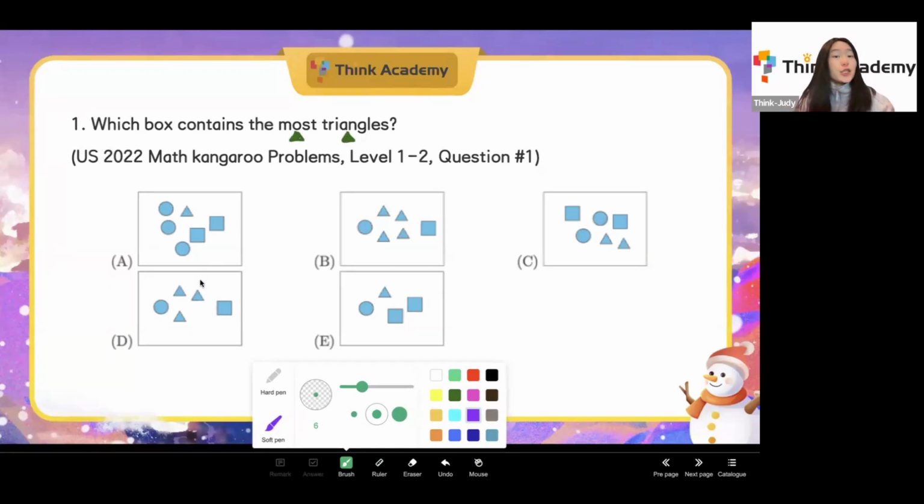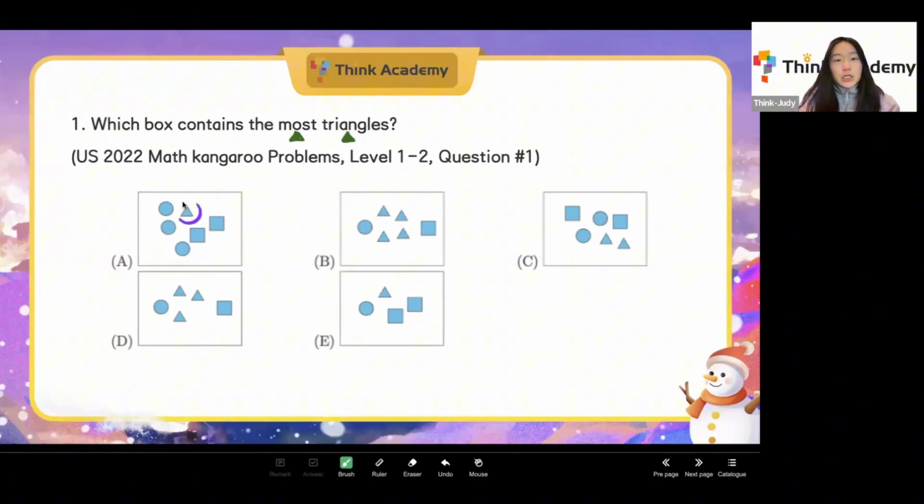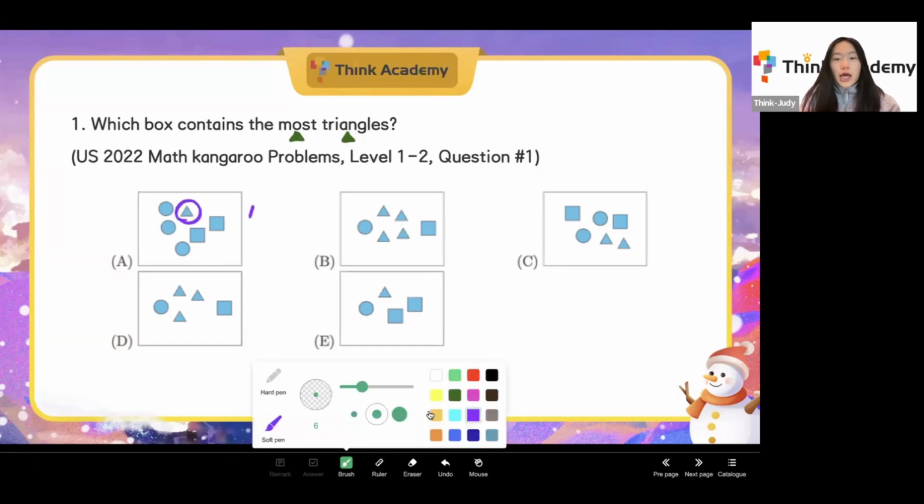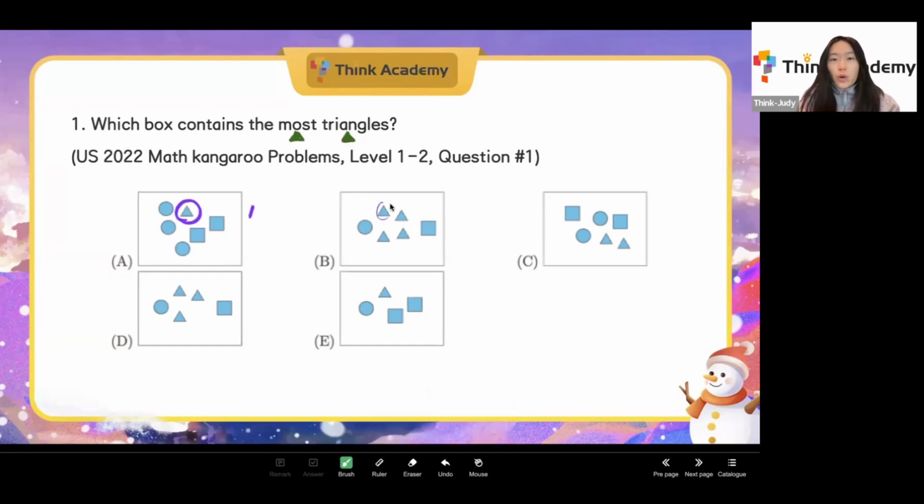In each box, there are how many triangles? For the first one we have, circle it, only one. And for the second one, we have how many? 1, 2, 3, 4. We have 4. The third one, 2. And the fourth one, 3. And the last one, only 1. So if we mark the number in each option, it's easier for us to see, right? Actually, B is gonna be the correct answer here. So for the first question, it's not that hard. As long as we can do it in order, it's actually easy to find the answer.